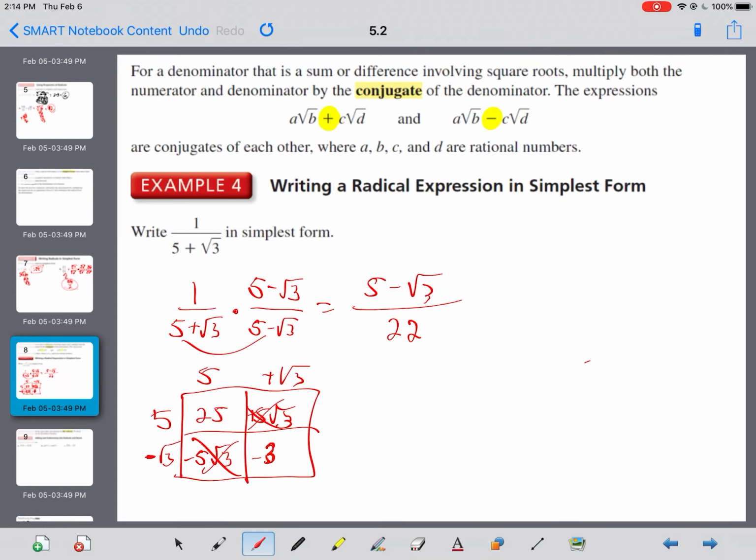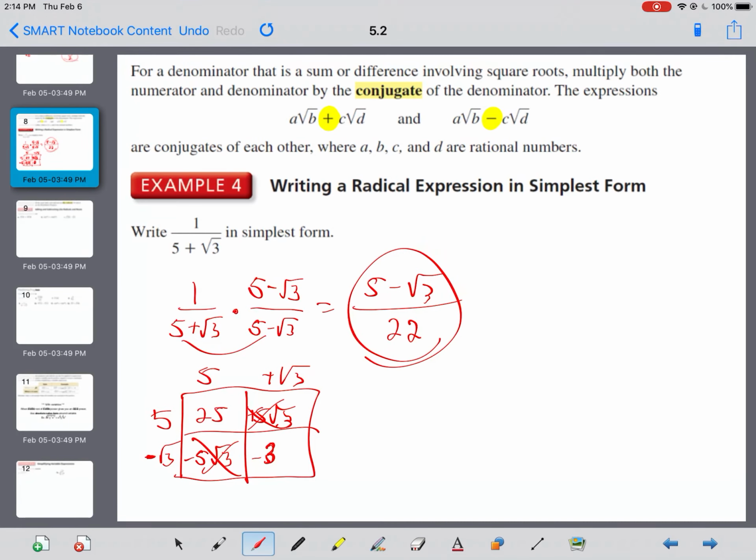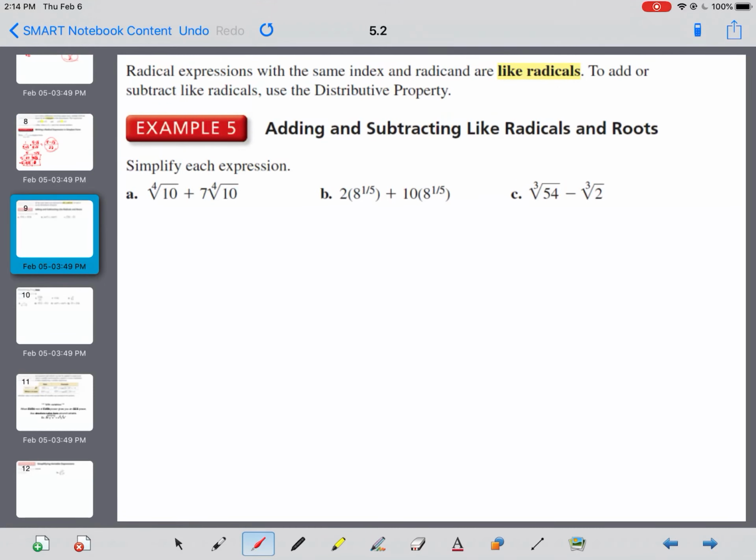And then we check, is there anything that goes into 5 and 1 and 22? It's only 1, which doesn't help. So that's the answer. It gets a little more complex if the top thing is also a binomial. You've got to FOIL that one as well. Use the box. Use whatever method you like.